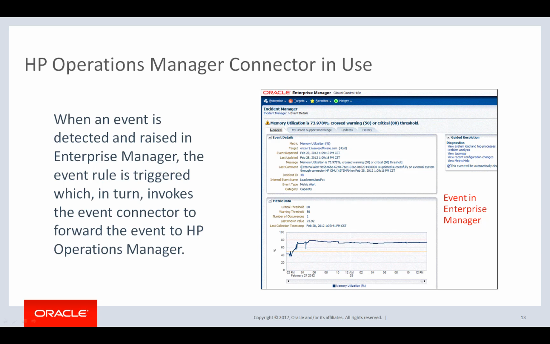This is an example of an event management system connector in use. In this case, it is the HP Operations Manager connector. What you see here is an event detected by Enterprise Manager, where the memory utilization has crossed the warning threshold. This triggers an event rule to invoke the connector to forward the event to HP Operations Manager.